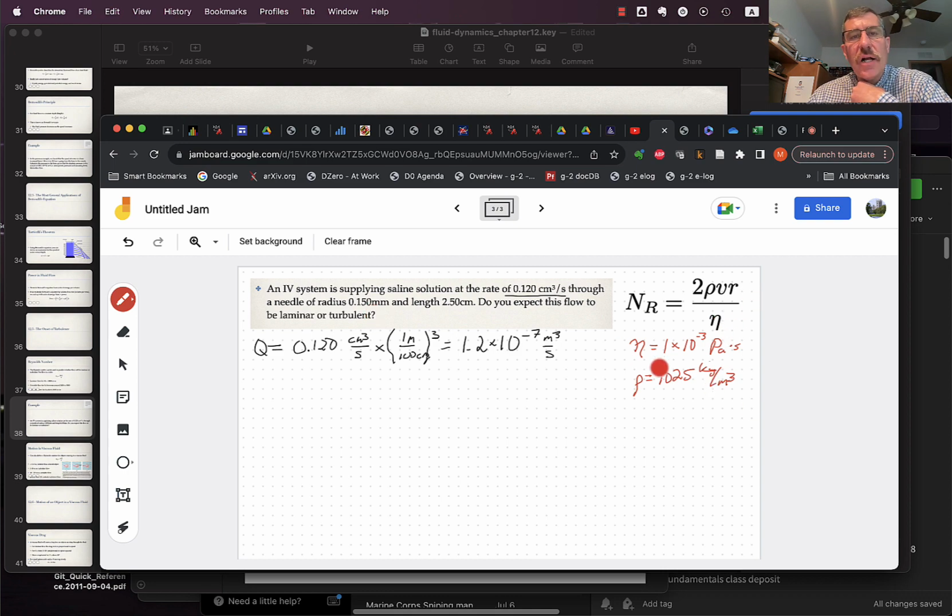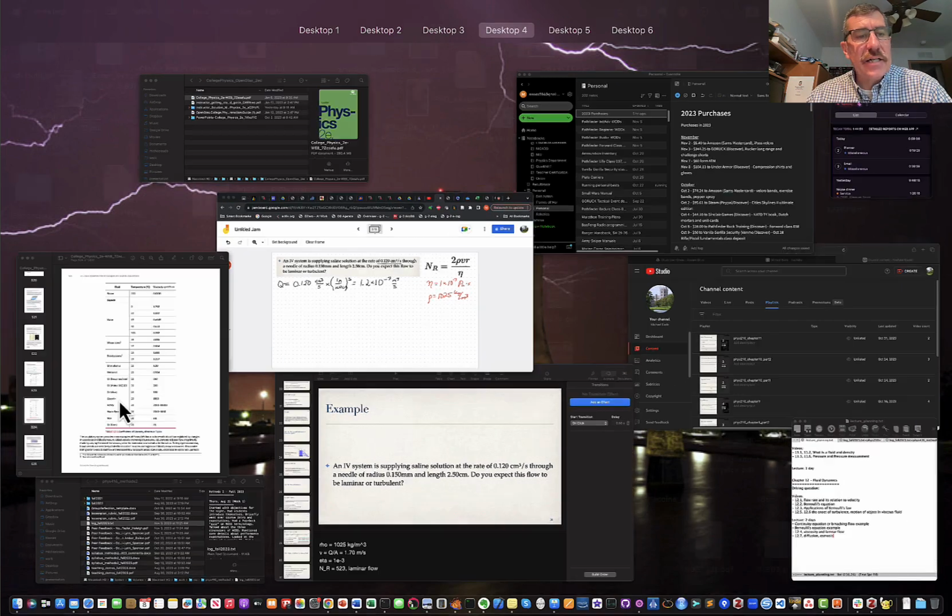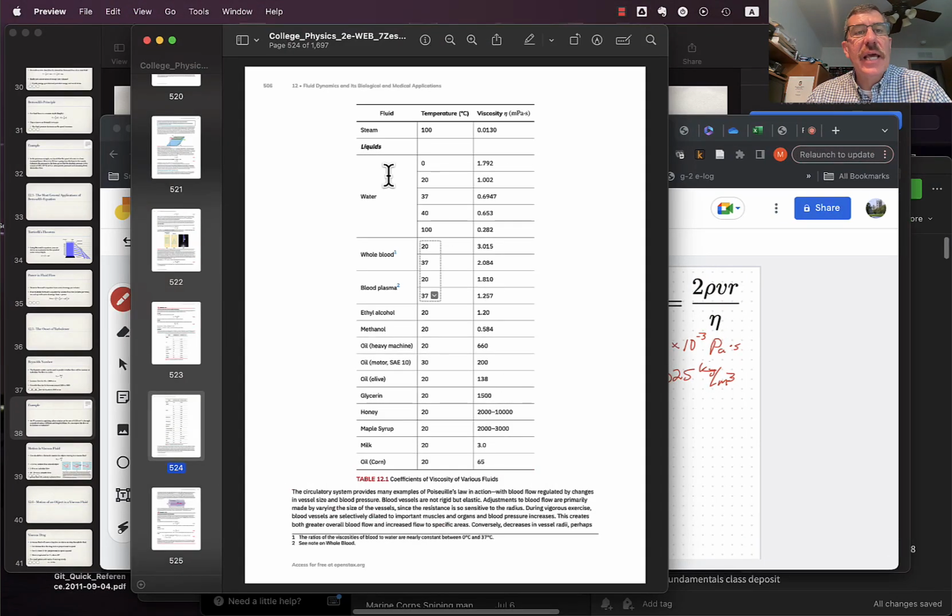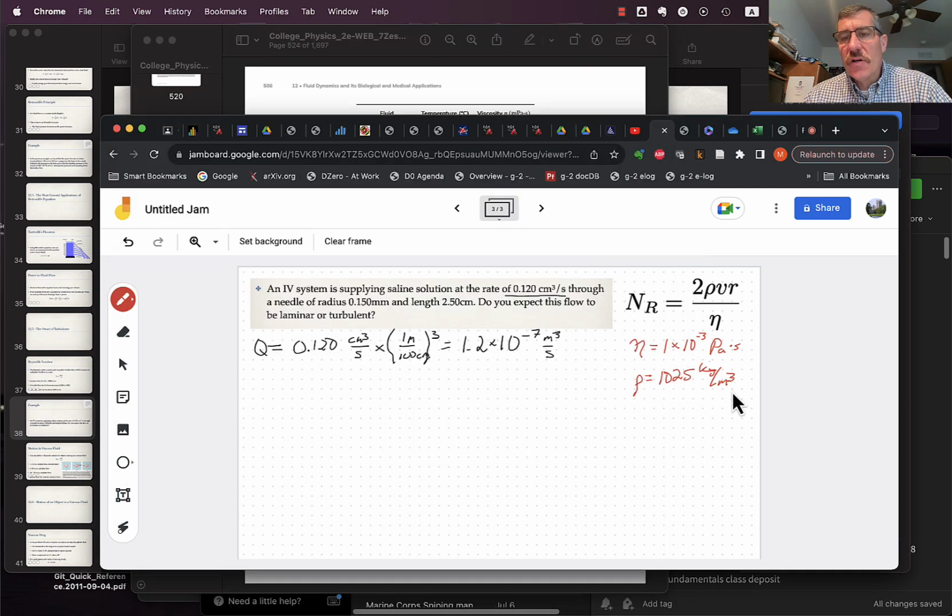And eta, well, you can look up values for the viscosity. In fact, in your textbook, there is a table. Table 12.1 has these coefficients of viscosity. You look up water at 20 Celsius, then it's about 1. And again, just be careful, notice the units here. It's millipascal seconds. So I'm going to use 1 times 10 to the minus 3 pascal seconds.